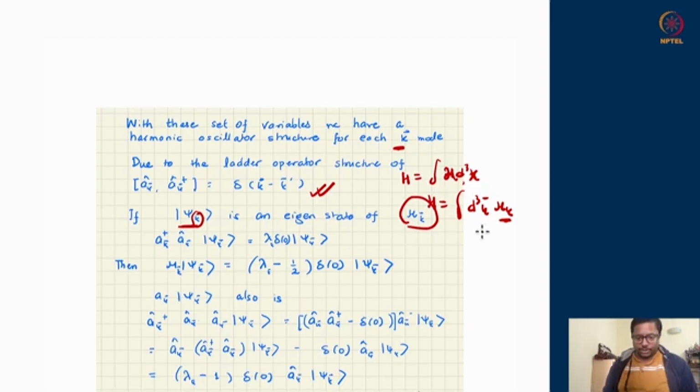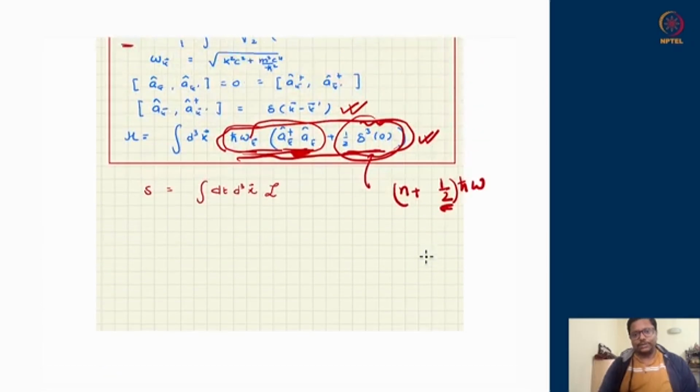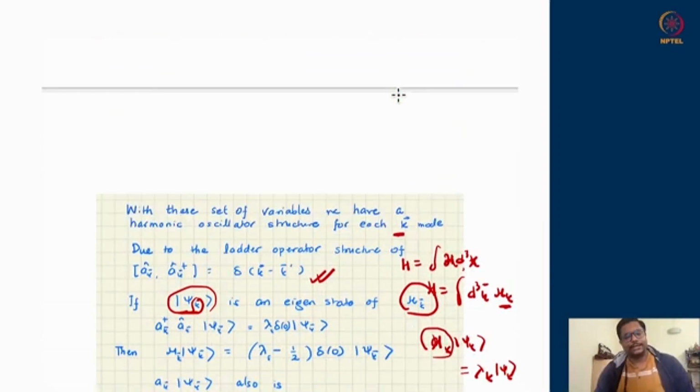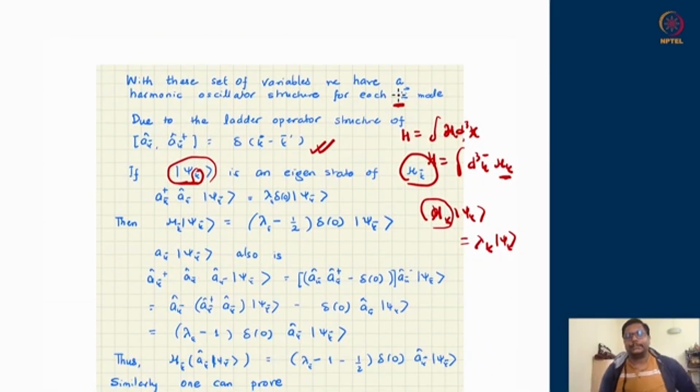This is like a harmonic oscillator for each k. Therefore, there should be an eigenstate for each oscillator as well, and these are the eigenstates for each oscillator, psi_k. And let its eigenvalue be lambda_k. So that means h_k acting on psi_k should give you back lambda_k psi_k. In the definition of h_k, there is already a trivial part. Trivial in the sense that this delta(0) times half does not come with any operator. That means it is coming with the identity operator. So that part acting on psi_k will give you psi_k back. So the eigenstate property is respected by that term.